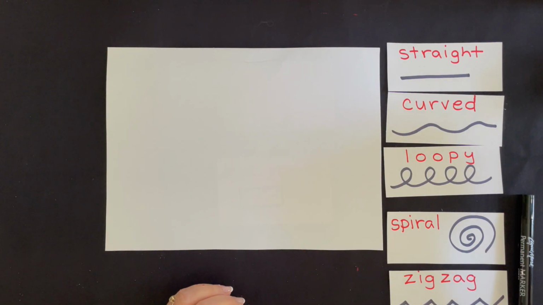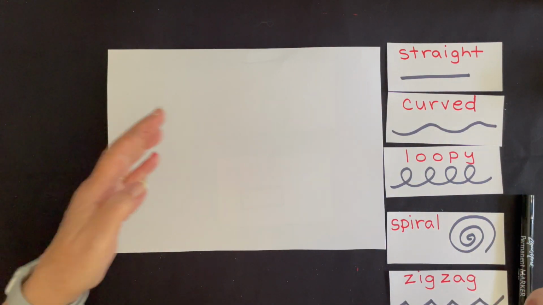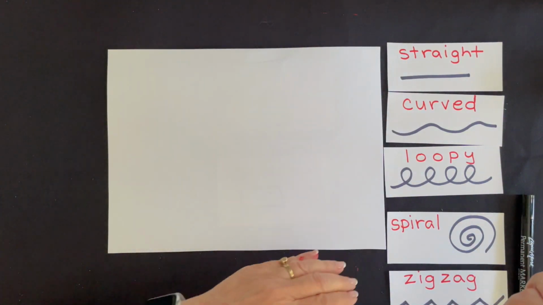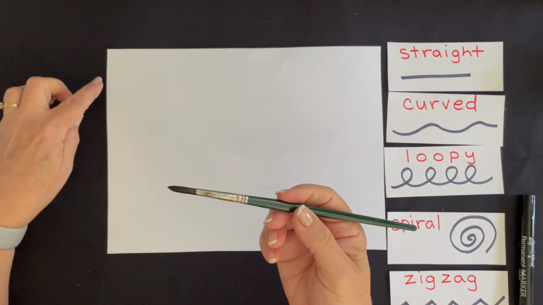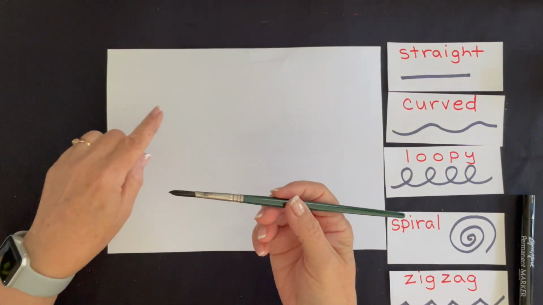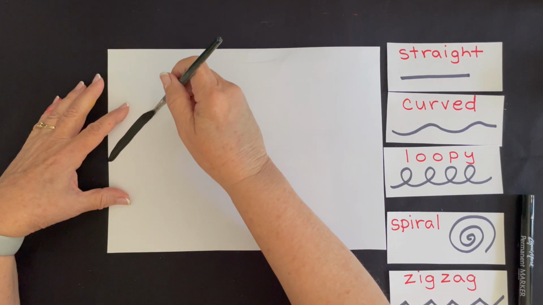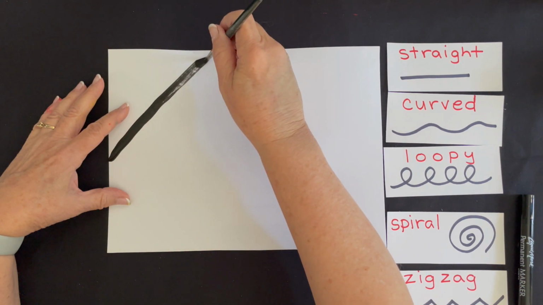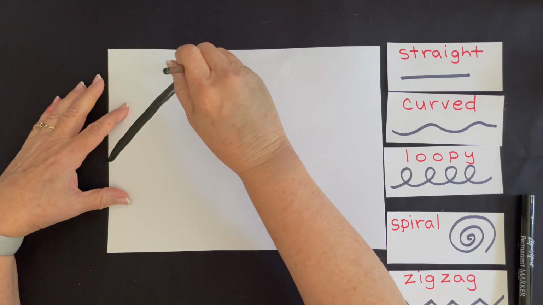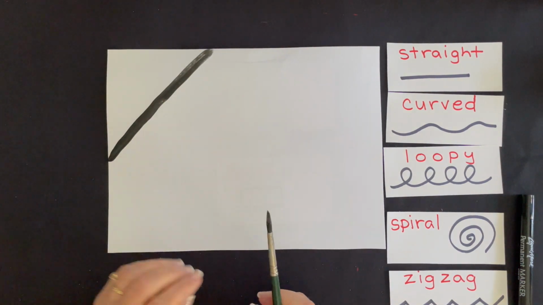Here we go. I'm going to start with a straight line. And that's what you'll do. You'll begin with a line that you choose and just go down the list. So I want my straight line to be diagonal. So I'm going to go from the edge of the paper all the way across to the next edge right here. And I've made a diagonal straight line.